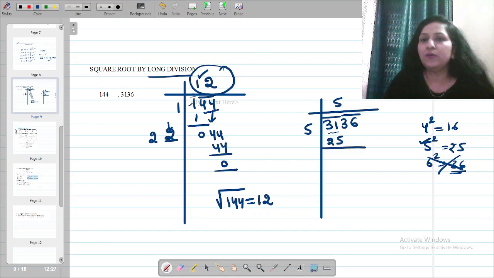This much is understood. Now take the difference of 31 and 25. That is equal to 6. After taking the difference, this whole pair has to go down. You have got 636. What did I say? Now take the double of this number. What is the double of 5? That is 10. Double means into 2.